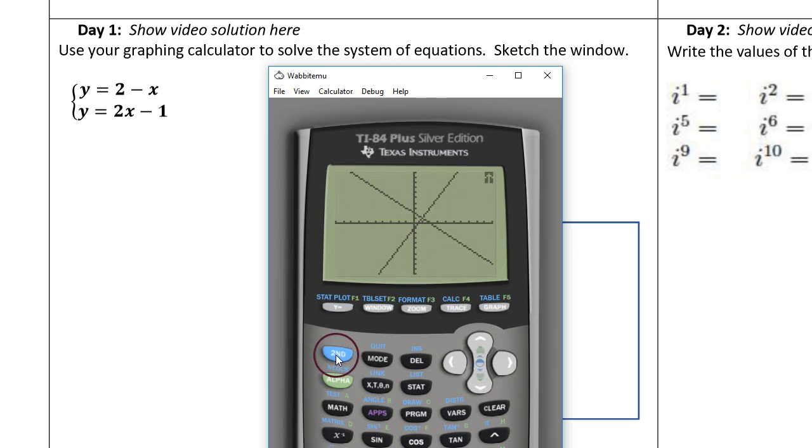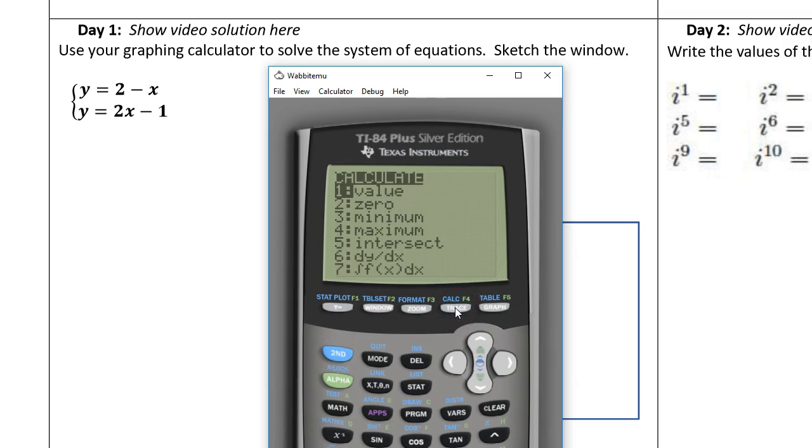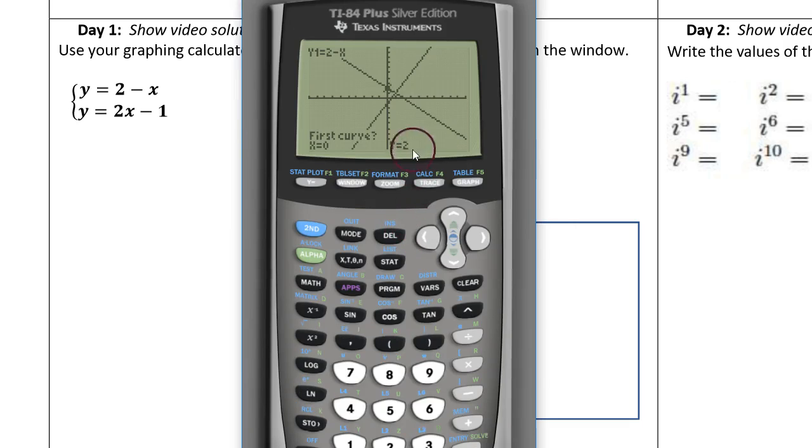To do that, push second, and then calculate, which is the same button as trace, and choose choice 5, which is intersect. There's now a blinking cursor on the screen. We're going to use the cursor arrows to position that blinking cursor as close to the intersection point as we can. So I'm going to push the right arrow, and you'll notice the blinking cursor moving down close to the intersection. Then push enter.